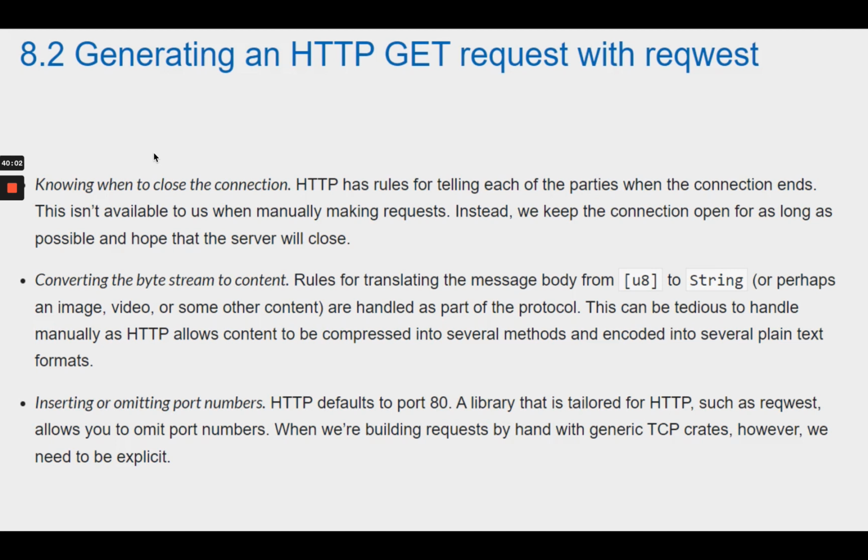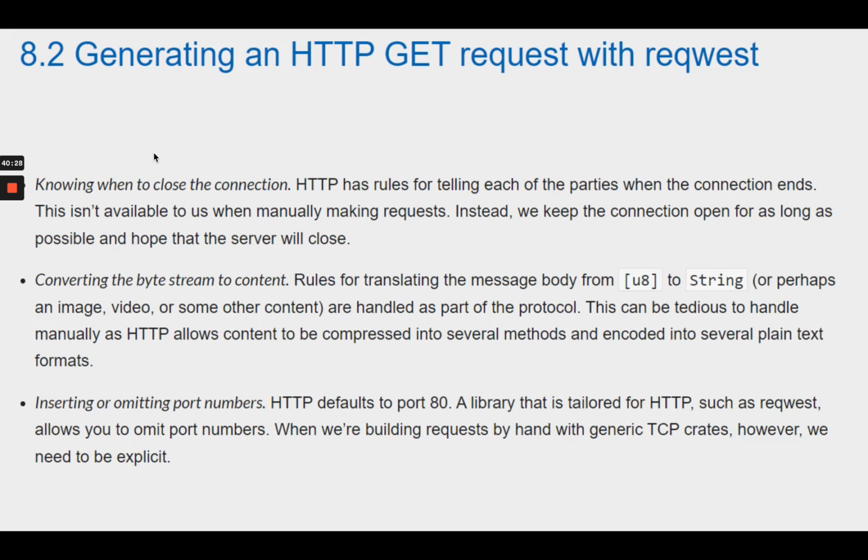Converting the byte stream to content. Rules for translating the message body from Vec<u8> to a string, perhaps an image, video, or some other content, are handled as part of the protocol. This can be tedious to handle manually, as HTTP allows content to be compressed into several methods and encoded into several plain text formats.